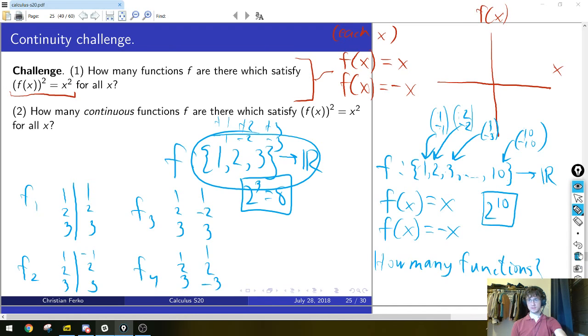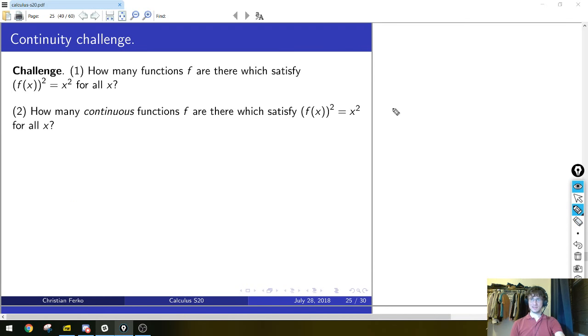Yes. Alright, now let's back up. Back to the functions not on the integers, but on the real numbers. So now I make one choice of plus x or minus x for each real number. There's a lot of real numbers. So I choose plus 1 or minus 1 for this one. Here's 1.5. I choose plus 1.5 or minus 1.5. I choose plus root 2 or minus root 2.